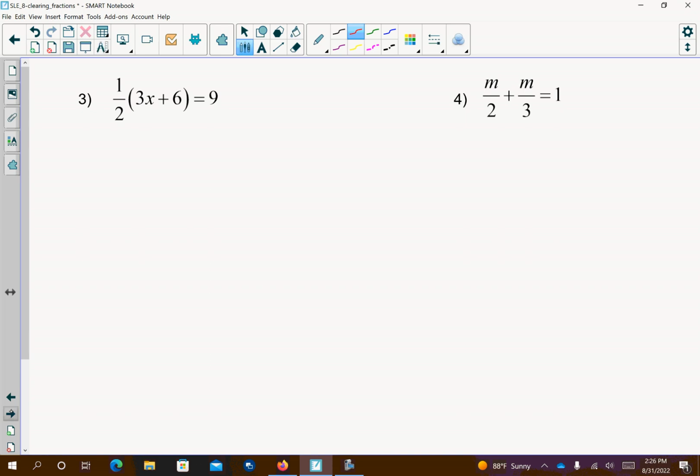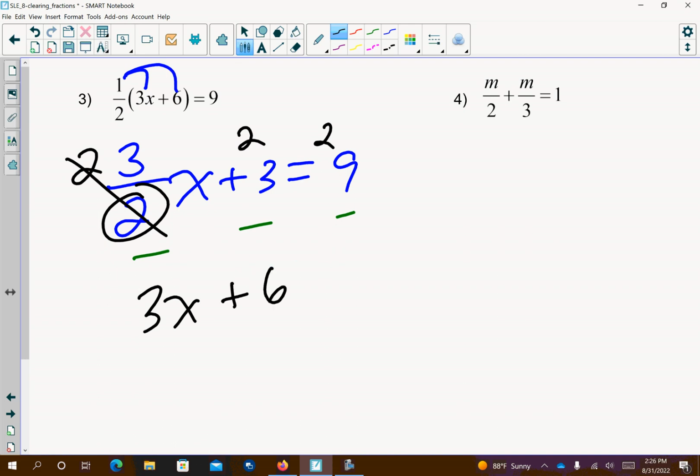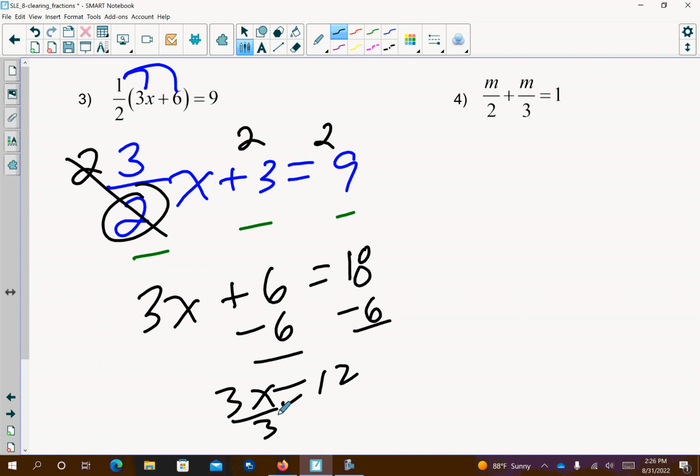Next problem. This is one like from the other day. Let's see. I can multiply the half here and here. That gives me 3 over 2x. Hey, what's half of 6? Yeah, it's 3. And then equals 9. Okay, so we have 3 terms: 1, 2, 3. What should we multiply all 3 terms by to get rid of the denominator? Yeah, multiply by 2. Those cancel. So I get 3x plus 6 equals 2 times 9 is 18. Subtract 6 from both sides. So 3x is equal to 12. Divide each side by 3. x equals 4.